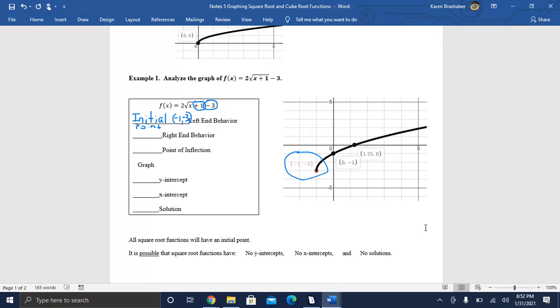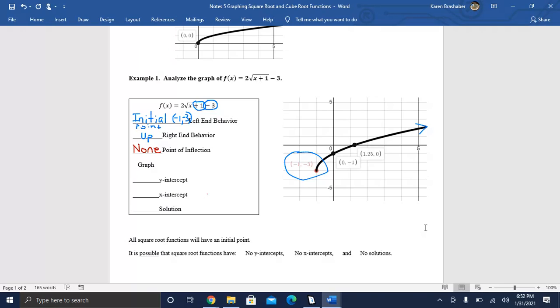So there's the left end behavior. The right end behavior of this graph is that it continues on going up. And so we'll say that the right end behavior is up. And then we'll notice that on each question, you're going to have a question about whether it is a point of inflection. Now, points of inflection are for cube root graphs. This is a square root, and so there would be none. So square root graphs will not have a point of inflection. They will only have initial points.